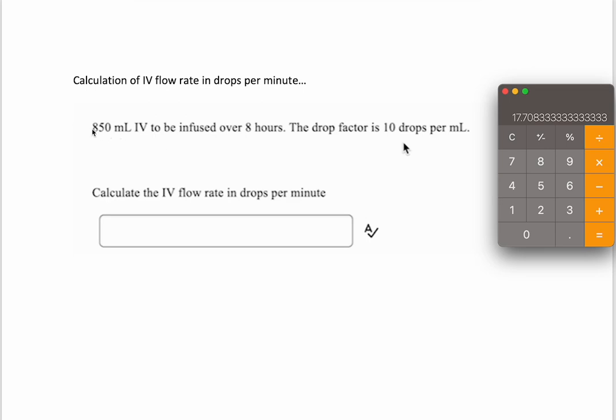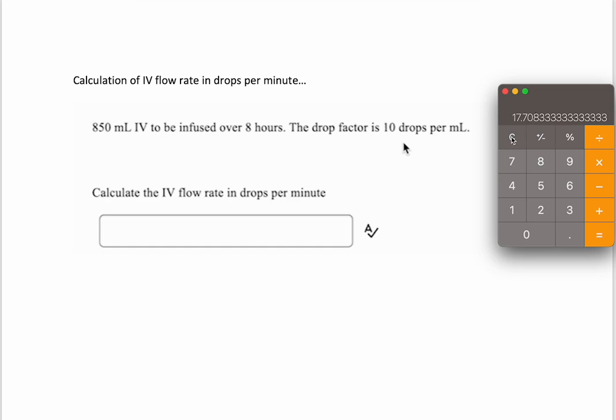So the problem here is we have an 850 milliliter IV to be infused over 8 hours. So we know that the person is getting this 850 milliliter IV and it's going to take 8 hours for them to get it. The drop factor is 10 drops per milliliter. So in every milliliter of this IV fluid, there should be 10 drops of whatever medication we're going to be adding to this IV fluid.